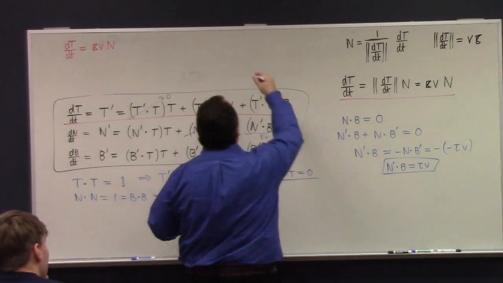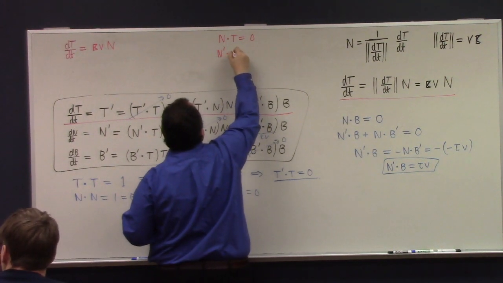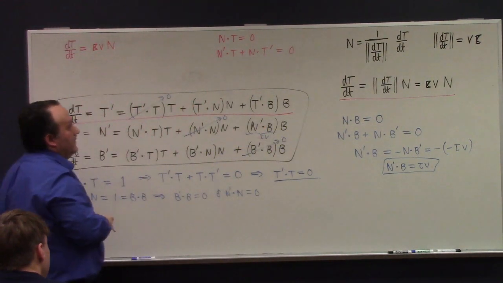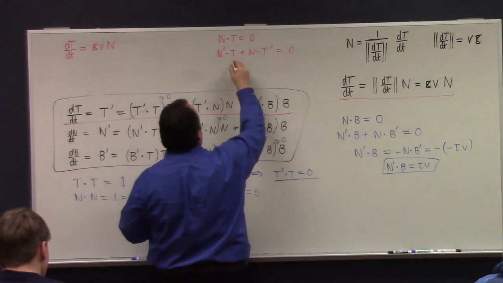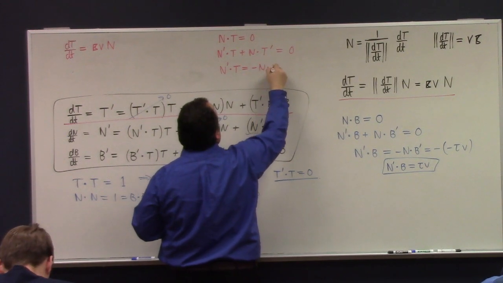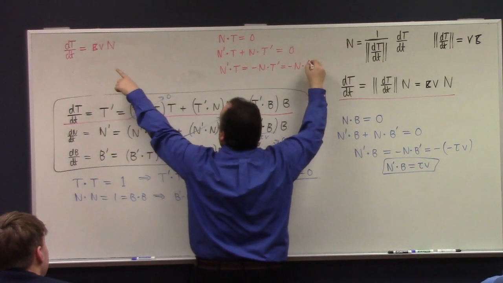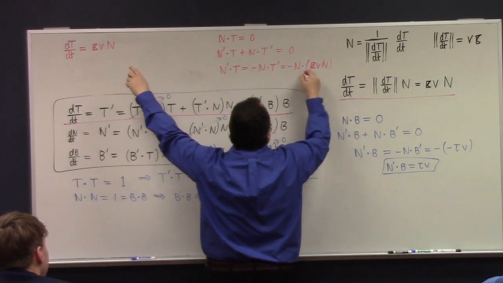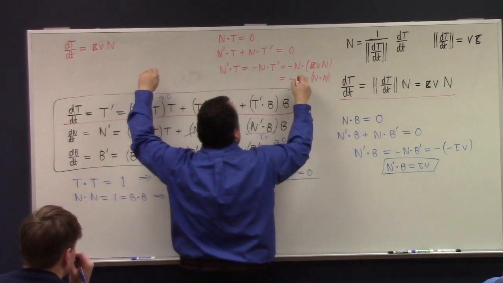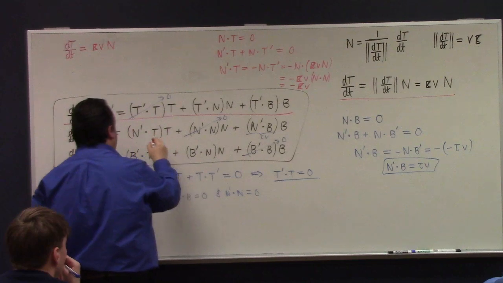We also know that N dot T is equal to 0, right? So that gives me N prime dot T plus N dot T prime equals 0. So that says that, what was T prime equal to? We've got it right here. So that's equal to what? Minus N dot kappa vN, which is what? Minus kappa v N dot N. What's N dot N? N dot N is 1 because it's a unit vector. So that's minus kappa v. Hey, check it out. We just got the second equation.